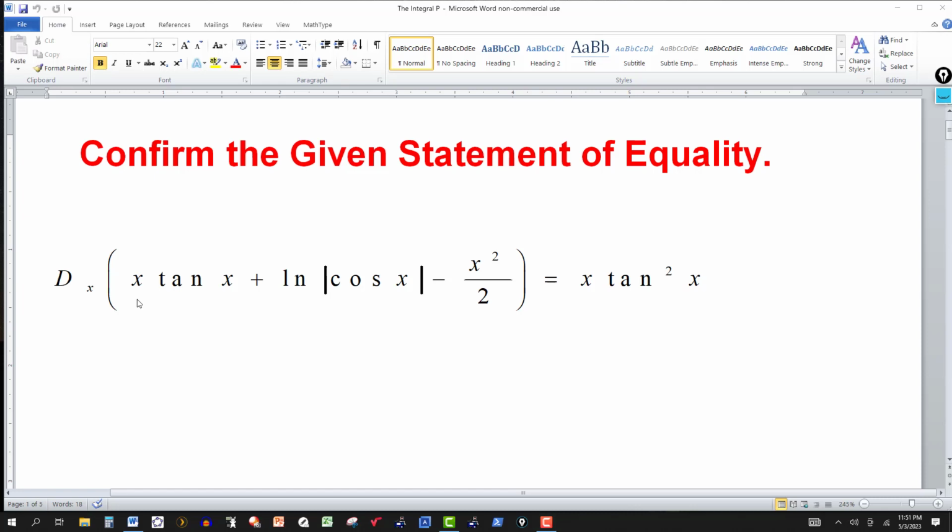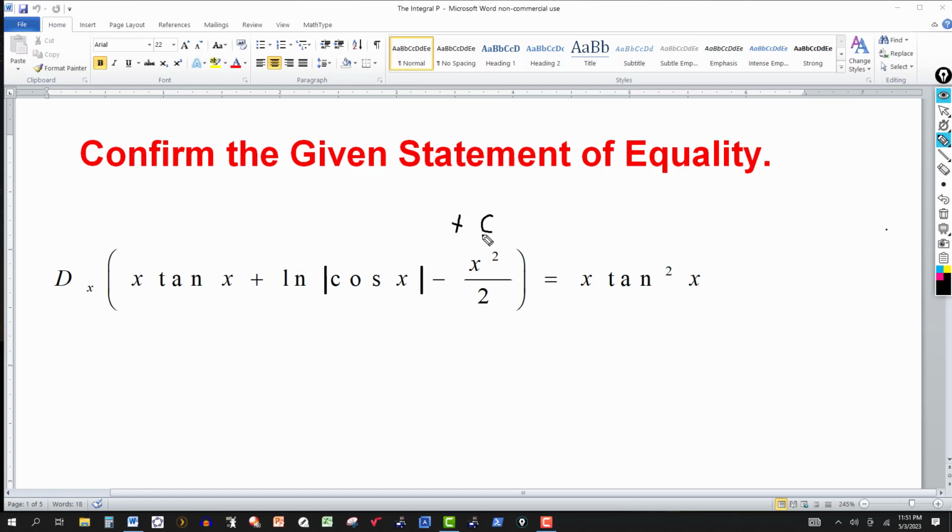In this video, we want to show that the derivative of this expression that I have here in the parentheses is equal to the expression on the right. And this is actually the answer from an evaluation of an integral. Of course, there was a plus c here. So this is more or less just a check on the answer. Little exercise in the derivative and a little bit of trigonometry.